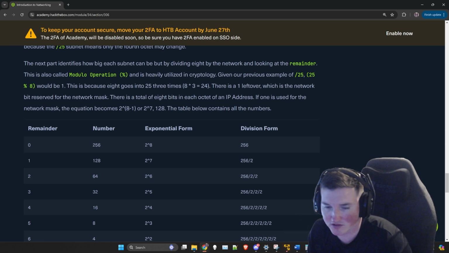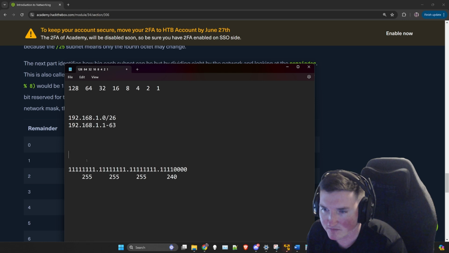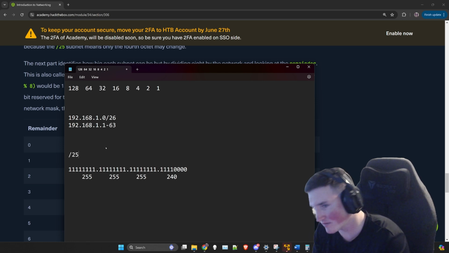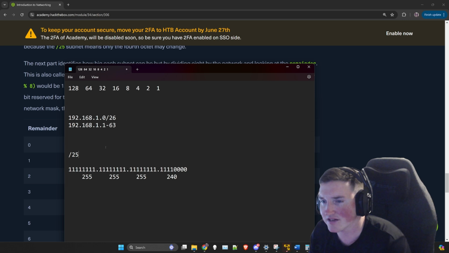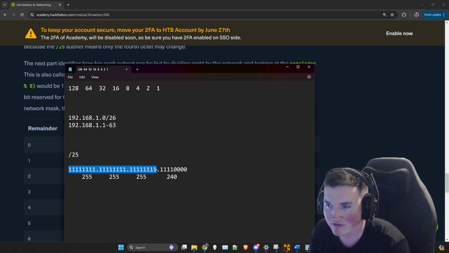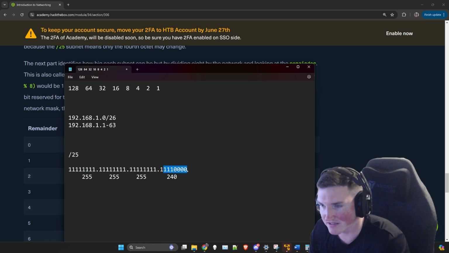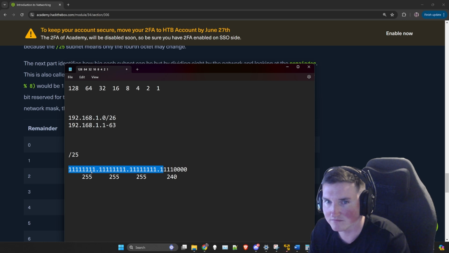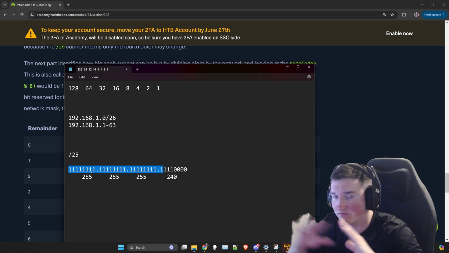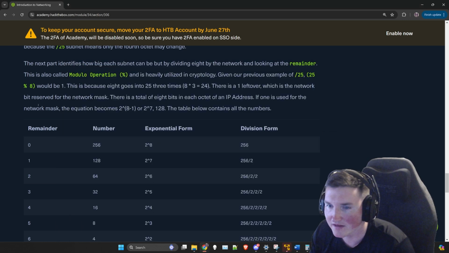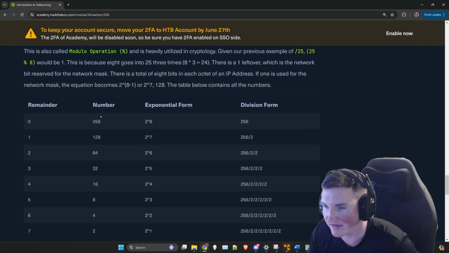So I'll show you what I mean. If someone asked me quickly for a /25 network, I could say, okay, 8 goes in there 3 times, so that knocks these 3 out. The remainder is 1, so get rid of these, those will be zeros. That's a /25 network subnet mask right there. I could do that in my head almost instantly. That's what they're saying: if you can do it very quickly, that's how you can do it.